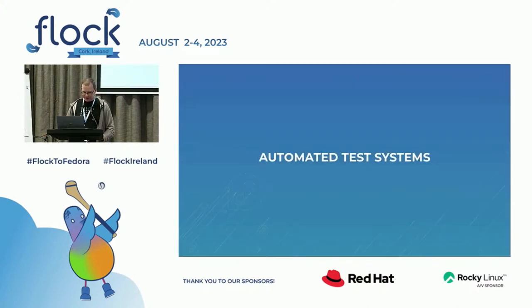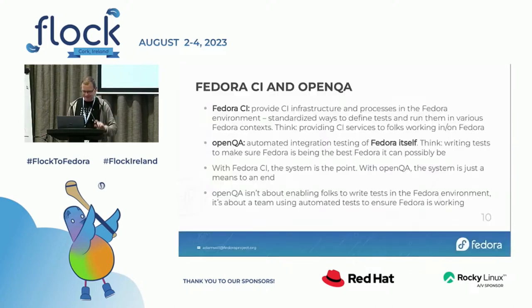So what do we have now? Where did we get to? What are the automated test systems in Fedora? What are they testing? This is the main meat of where we're getting to. The two main automated test systems are Fedora CI and OpenQA.